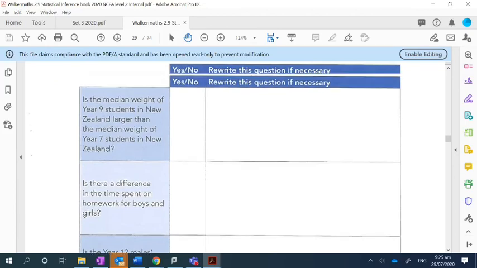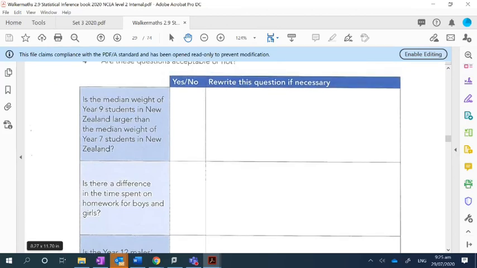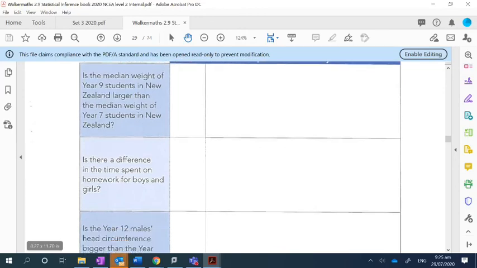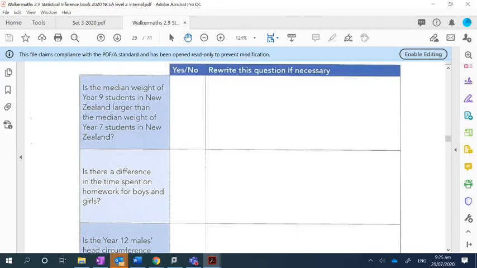How about this one? Is there a difference between the time spent? No, that's a terrible question. There's a lot of things missing. What's missing there? First of all, the word median.